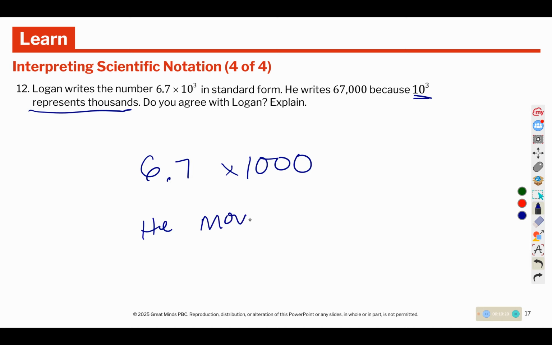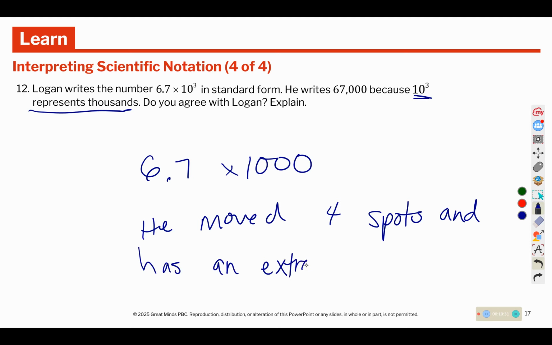He moved 4 spots and has an additional 0. His answer should be 6,700.